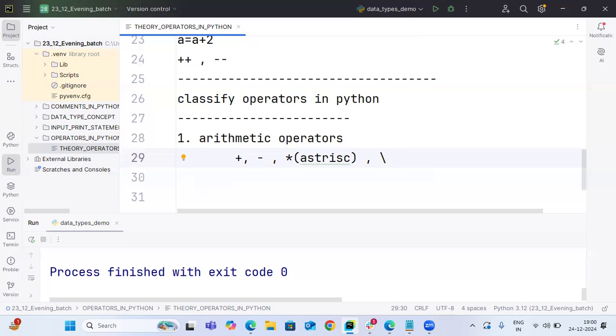This operator is the backslash operator. Two backslashes we have used somewhere, where? Two forward slashes will be the floor division operator. Two backslashes we have used somewhere. That is also forward slashes.